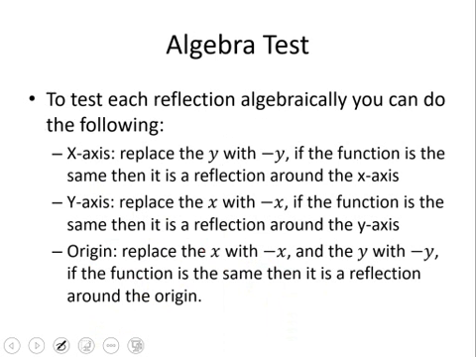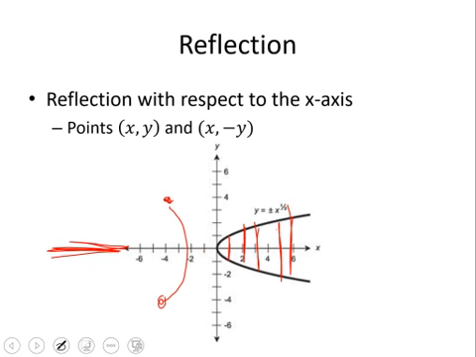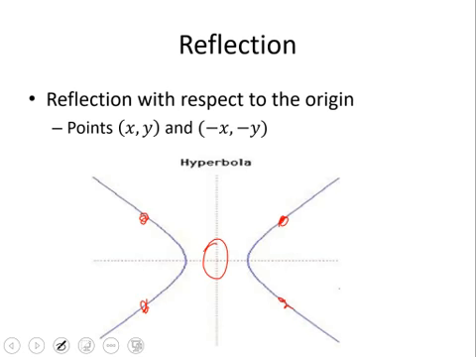Now, why is this important? We're going to be using these and testing them algebraically. Visually from a graph, if you look at the previous three, you can see that, yes, that's a reflection on the x-axis, I can see it. That's a reflection on the y-axis, I can see it. That's a reflection on the origin. It is something that you could visually see.